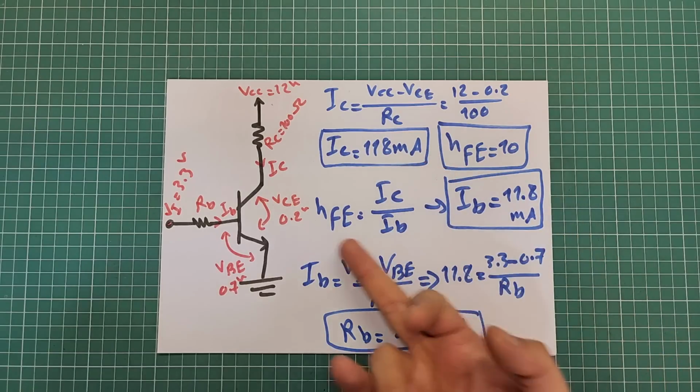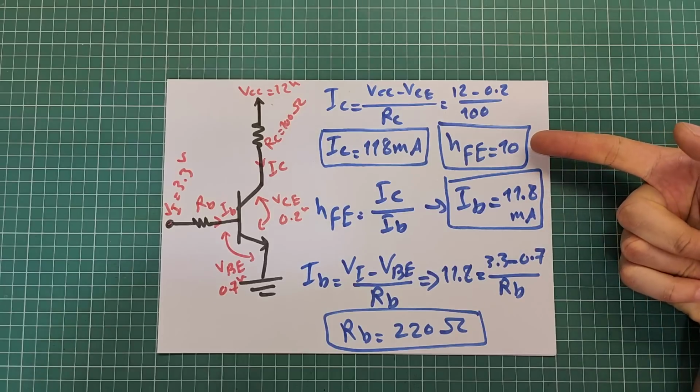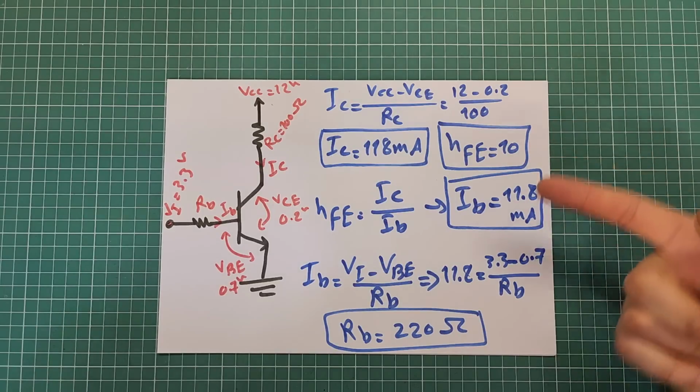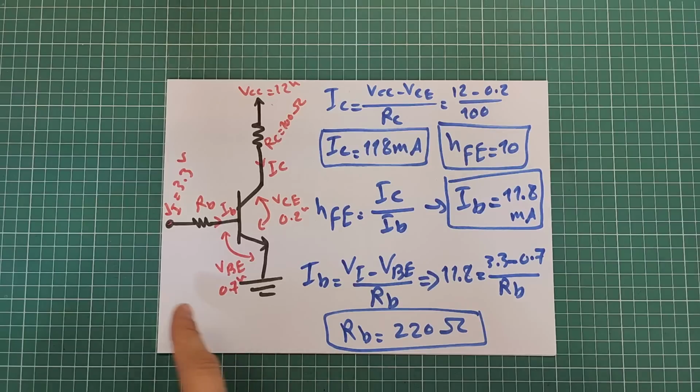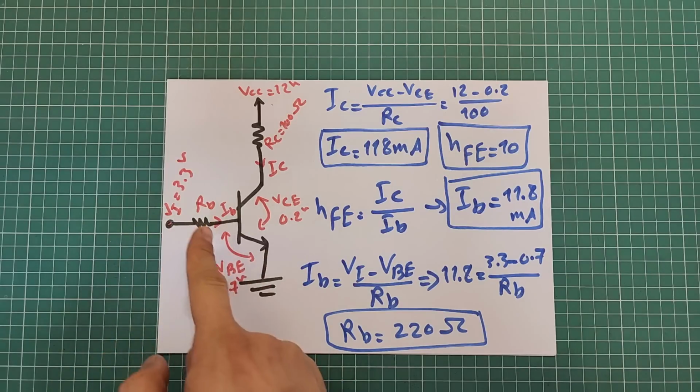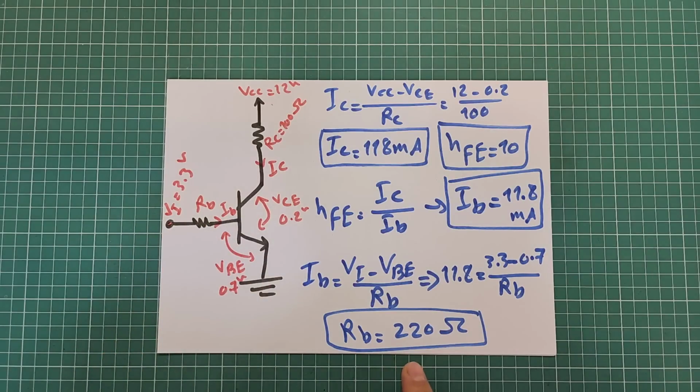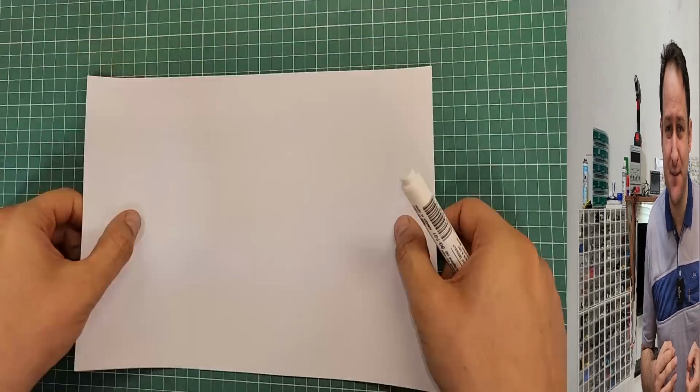By using this simple formula and assuming the HFE equal to 10, the IB is going to be 11.8 milliamperes, and by using simple Ohm's law here, the RB is going to be 220 ohms. Thank God we got 220 ohms, which is a standard value, and it's available in the market. Okay, let's move on to the next example.